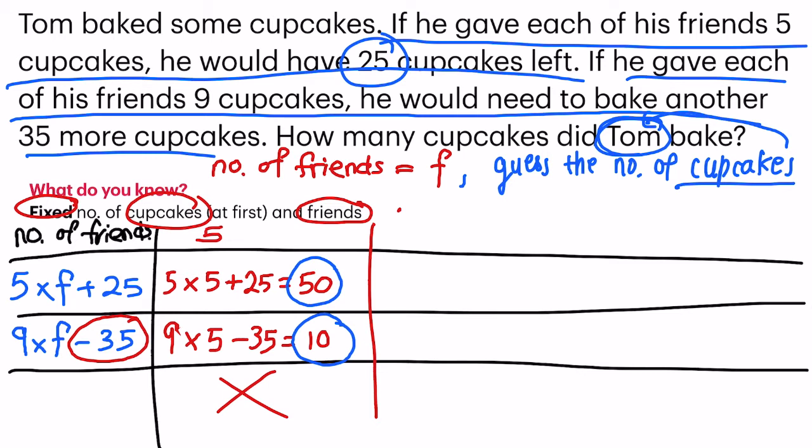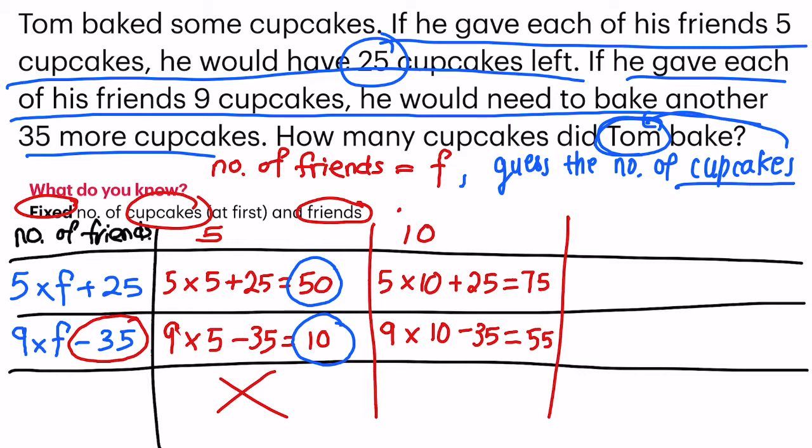Let's try with 10. Let's imagine that Tom had 10 friends. So it'll be 5 times 10 friends plus 25. The second scenario, 9 times 10 friends minus 35. So let's work out the sums. We get 75 for the first one, and we get 55 for the second one.